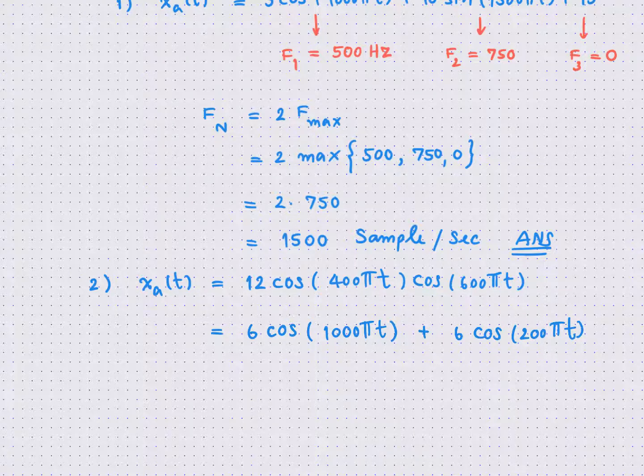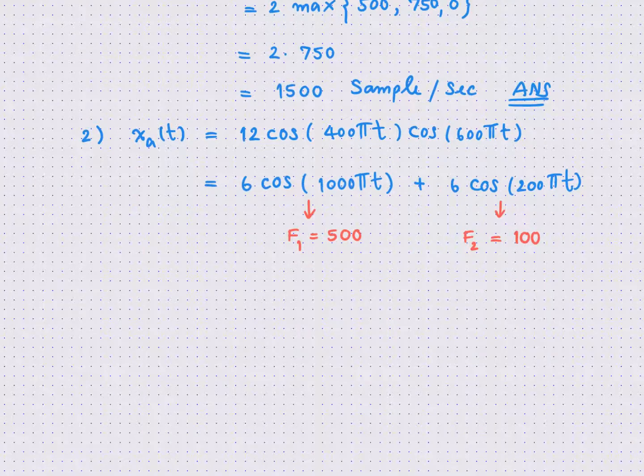Again, you get two signal components. The first component f1 is equal to how many hertz? 500. And the second one, you get f2, omega equal to 200 pi divided by 2 pi, so you get f equal to 100 hertz. From these two, you will see right away that we can find the Nyquist sampling rate to be twice F max. That means the maximum between f1 and f2, so 500 and 100. The answer is therefore equal to 1000. What is the unit? Not hertz, it's samples per second.